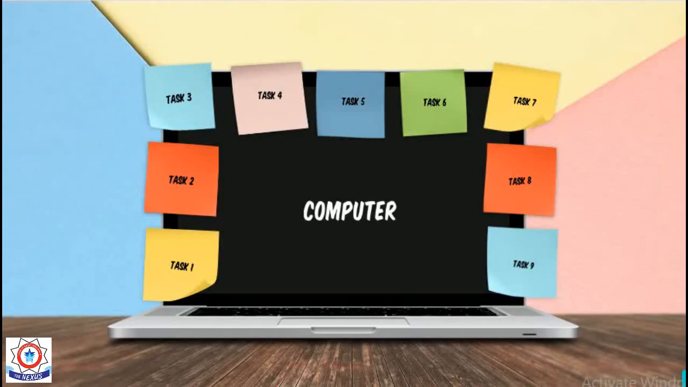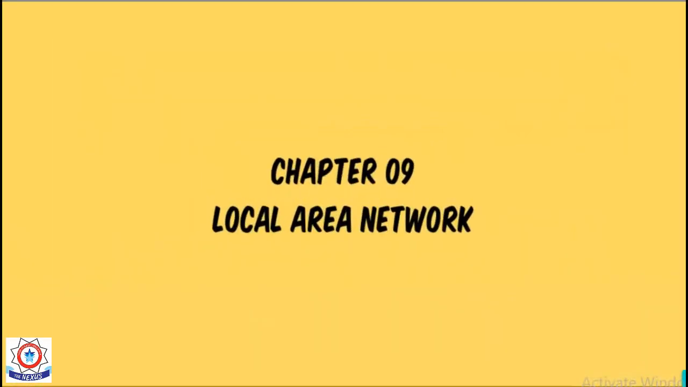Today, the chapter that we are going to study is chapter number 9 from Paramount Computers Made Friendly, second revised edition for class 8. So let's start it. Chapter 9, Local Area Network.